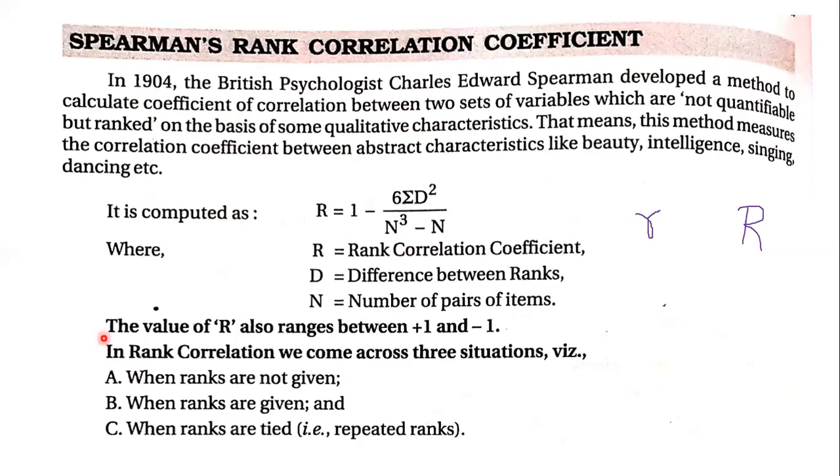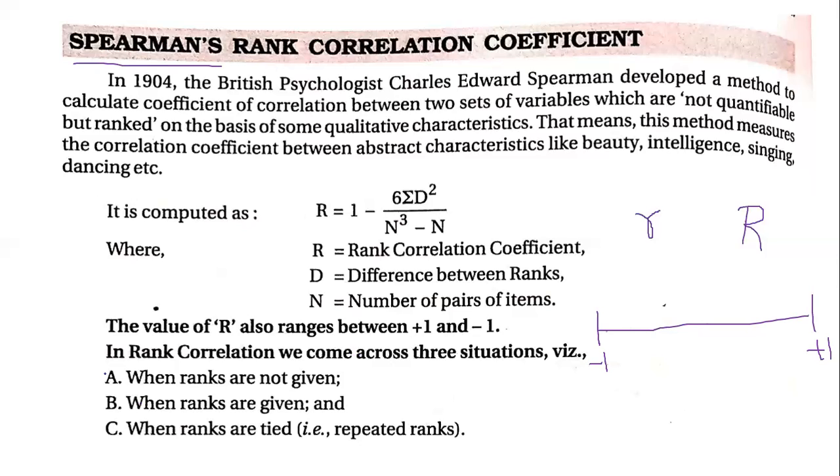Now the next part is interpretation. The value of R also ranges between +1 and -1. So the similarity between Karl Pearson and Spearman is that the value will be between +1 and -1. Even in Karl Pearson this was there, and even in Spearman it is there.